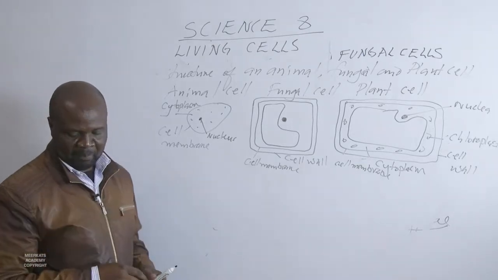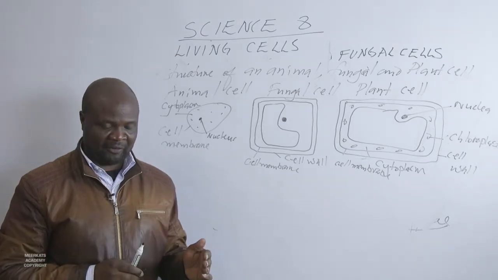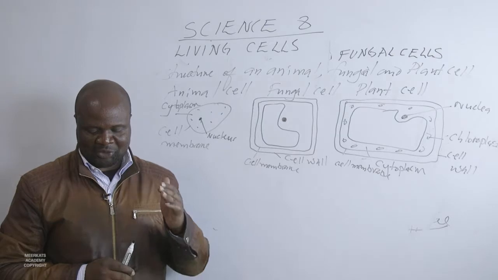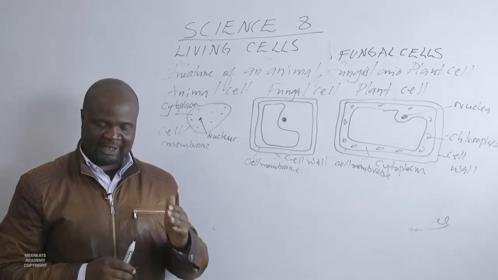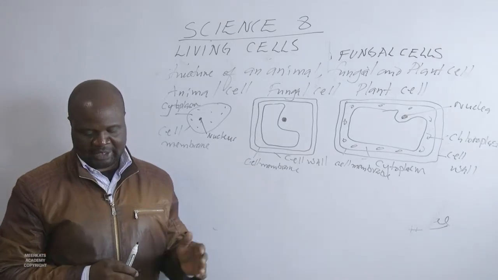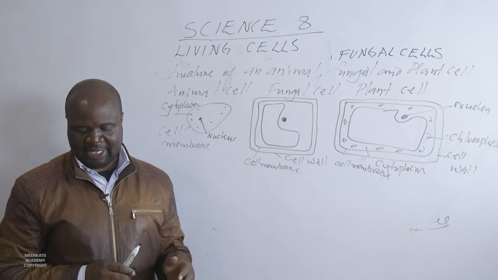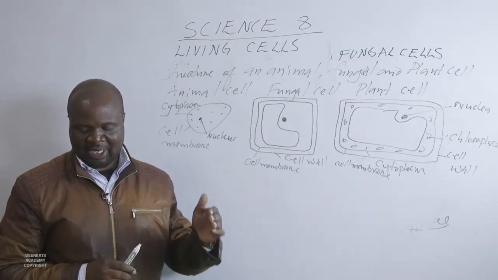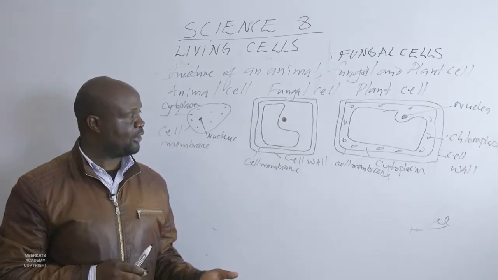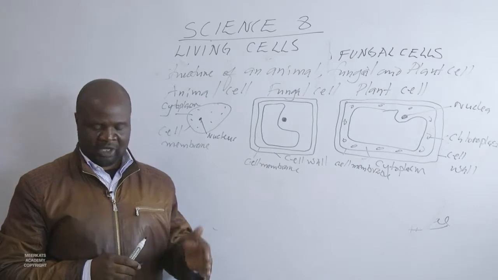Within the table, one part will show the particular part. For instance, we shall deal with the membrane. Where is it and what does it do? Then we can go to cytoplasm. Where is it and what does it do? Then nucleus. Where is it and what does it do? Is it in a plant cell or in an animal cell? And then we shall go to vacuole. Where is it and what does it do? Is it in a plant cell or animal cell?